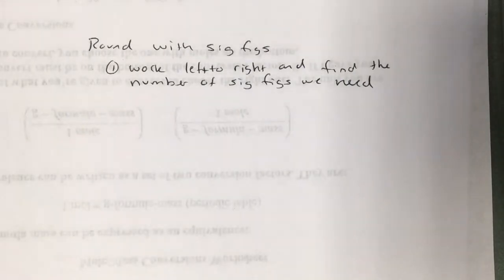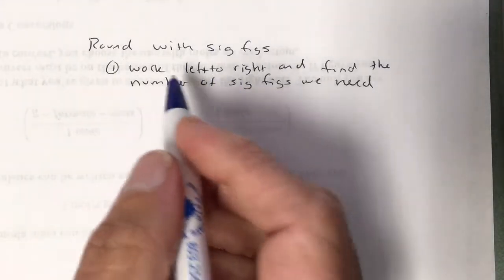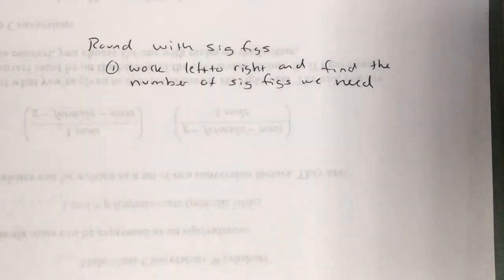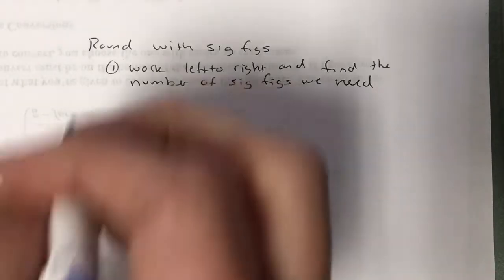This means you don't count leading zeros, because leading zeros are never significant. You won't count any leading zero when you do this. Okay, so you're looking basically for the first non-zero. That's where you'll start counting.